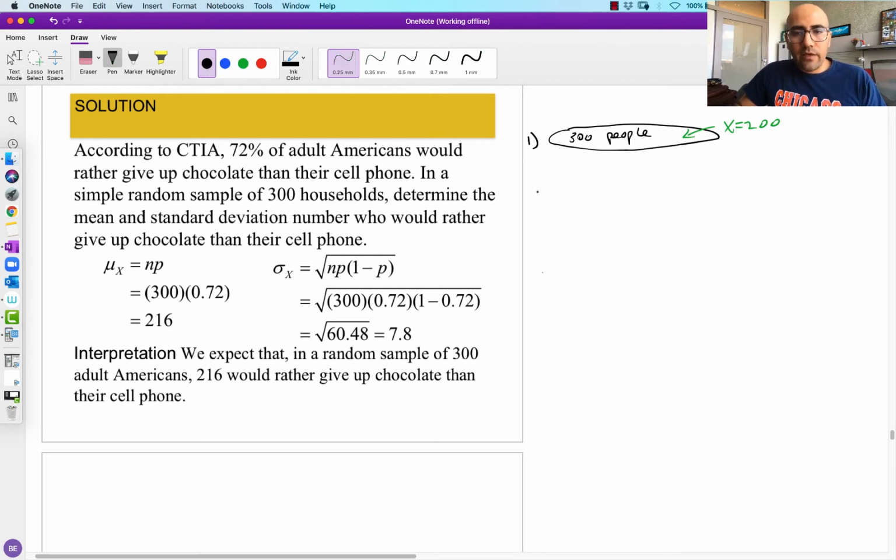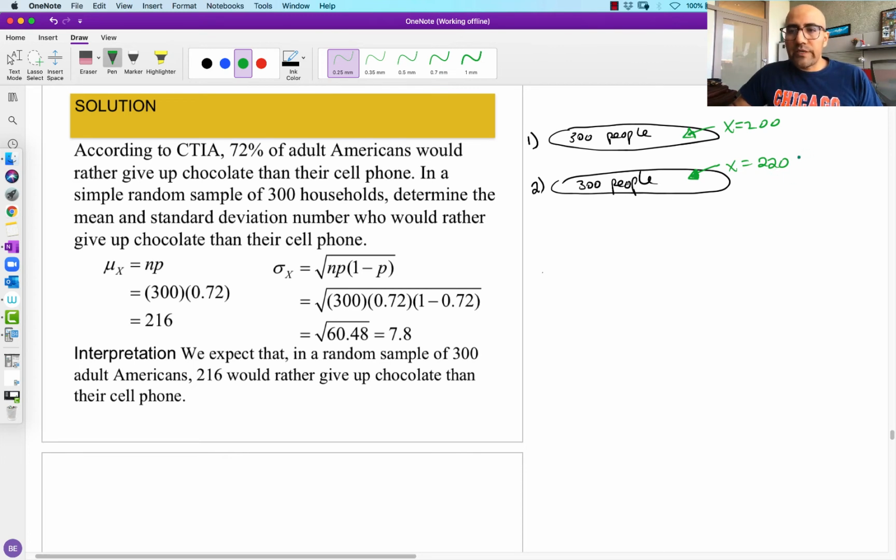And then we get another group of 300 people, right? And we ask them the same question. Okay, would you rather give up chocolate? Okay, so in this group, and I'm just making these numbers up just to kind of give you an idea of what the mean represents. So let's say that in this group, maybe 220 people said, yes, I'd rather give up chocolate than my cell phone. So this group said 200, this group said 220.